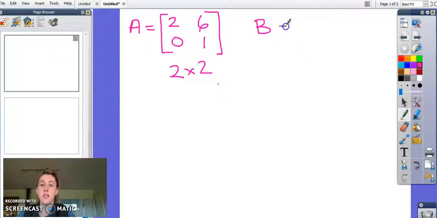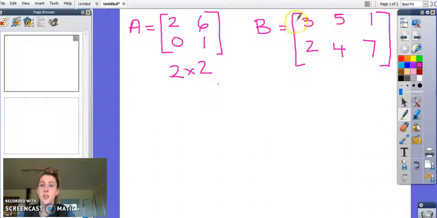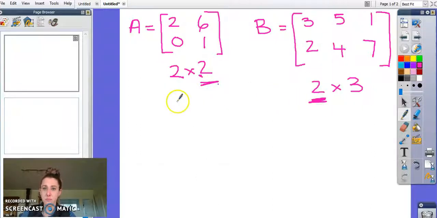Matrix B is going to be 3, 2, 5, 4, 1, 7. So it's going to be 2 rows by 3 columns. The way we can know if we can multiply matrices is if the numbers in the middle are the same. So for example, if I wanted to multiply A by B, I can do that. My numbers in the middle are the same.